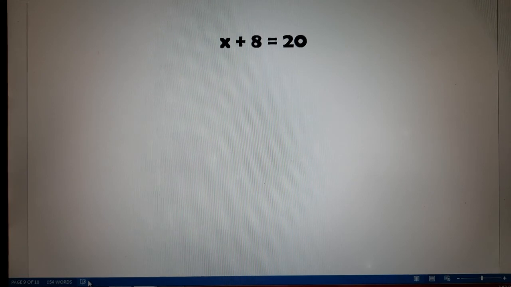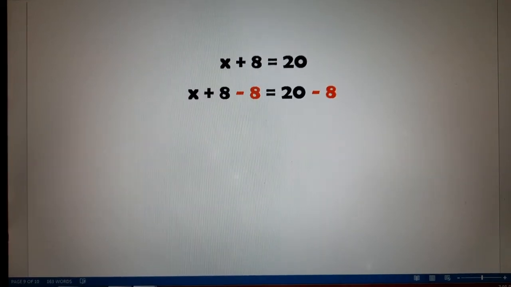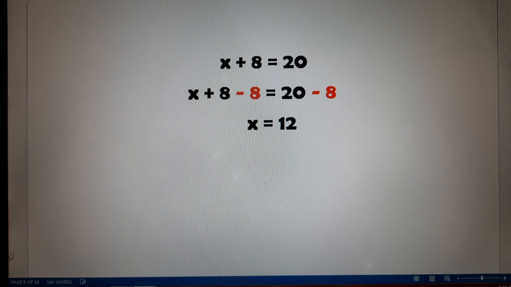Now look at this example given. x plus 8 equals 20. To find the value of x, we have to remove plus 8 from the left side of the equation. For that, we can use inverse operation of plus 8. Then we subtract 8 from both sides of the equation. From the left side of the equation, you can cancel plus 8 and minus 8. Then x equals 20 minus 8, 12. Like this, you can solve this simple equation and find the value of x.